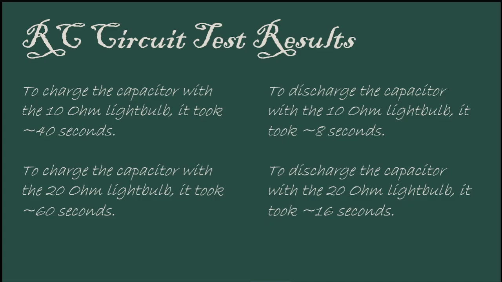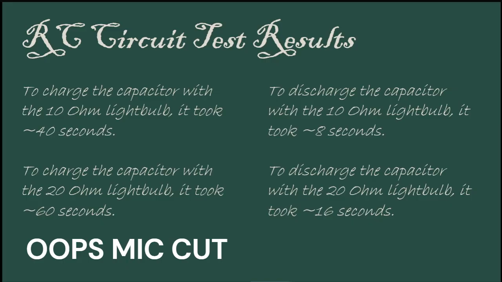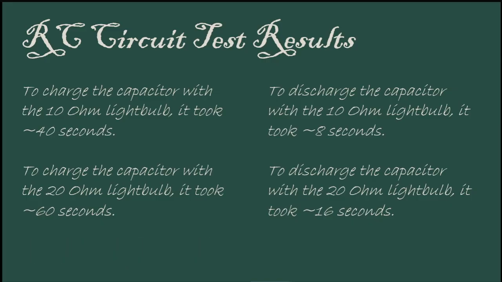Here are the test results from the RC circuit. To charge the capacitor with the 10 ohm light bulb, it took 40 seconds. To charge the capacitor with the 20 ohm light bulb, it took 60 seconds. And to discharge the capacitor, it took 8 seconds and 16 seconds for the 10 ohm and 20 ohm light bulbs respectively.